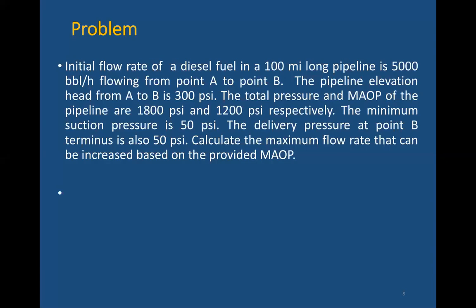So remember again, MAOP, maximum allowable operating pressure. That is very, very important. If your maximum allowable operating pressure is less than the flowing pressure, total pressure, then your pipeline will burst. Okay, so we have to consider this. So it's given 1,800 psi and 1,200 psi respectively. The minimum suction pressure is 50 psi. The delivery pressure at point B terminus is also 50 psi. Now, calculate the maximum flow rate that can be increased based on the provided MAOP.